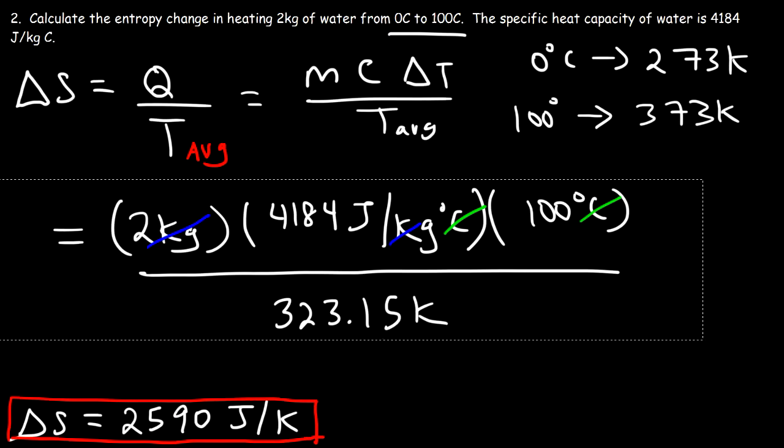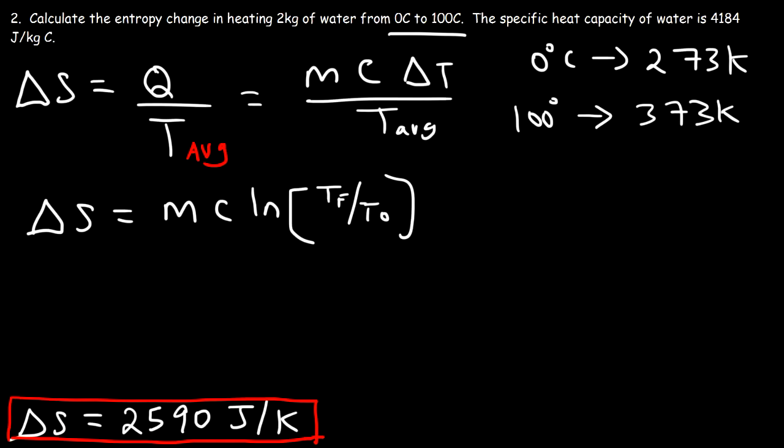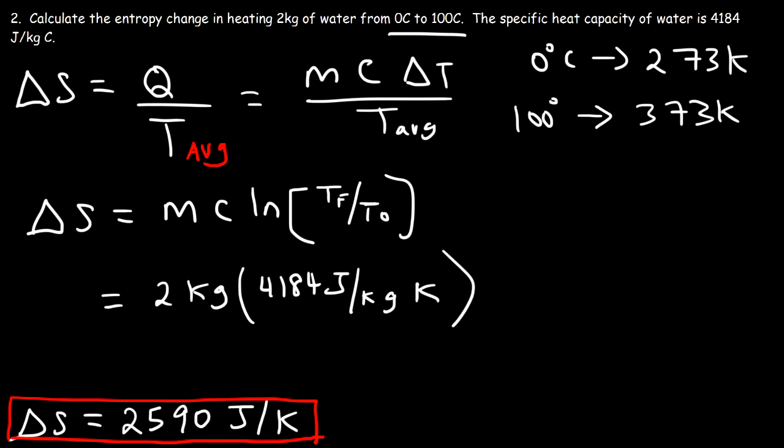Now, there's another more precise way of getting the answer. So you can use this formula to calculate the entropy change. It's equal to mc natural log of the final temperature divided by the initial temperature. So whenever you're heating up a substance, and if you wish to calculate the entropy change, this is the formula that you could use. So the mass is 2 kilograms, and then the specific heat capacity is 4184 joules per kilogram. Now you can write per Celsius or per Kelvin temperature. It works out the same way.